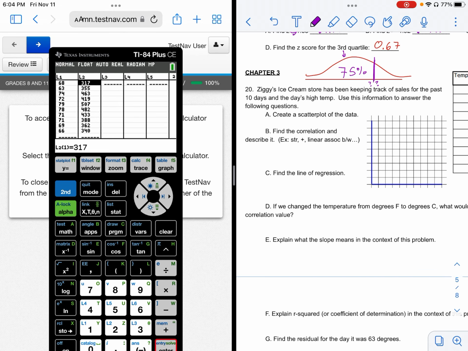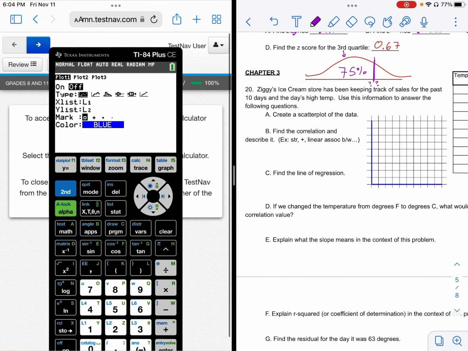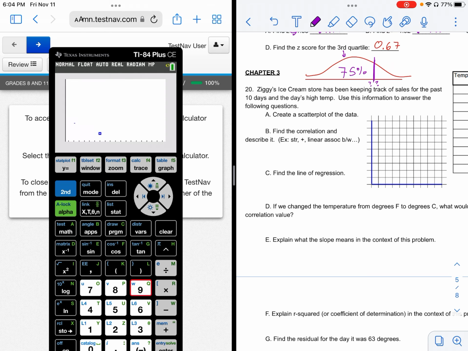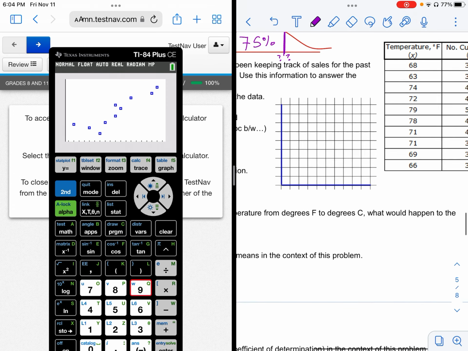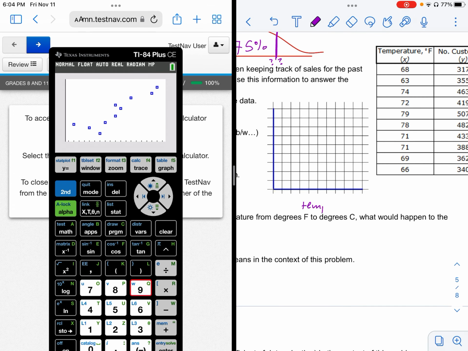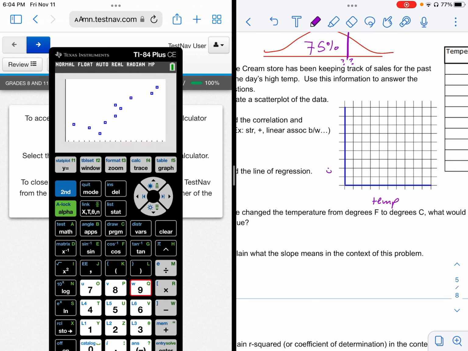So part A says create a scatter plot. Once the data is in there, you go to second stat plot. You go into the first menu, you turn it on, and scatter plot is already selected. Just make sure you have the right lists here and here. When you're ready to graph it, you hit zoom 9. And all I'm looking for here, guys, is some basic information. So temperature is across the bottom, and customers are along this side.